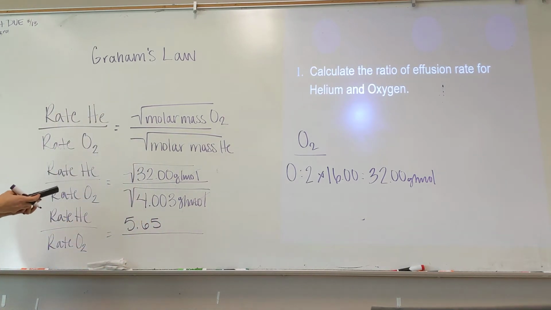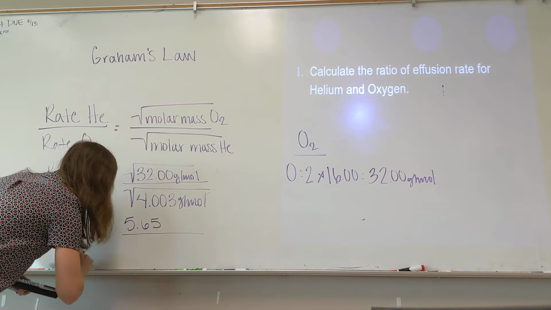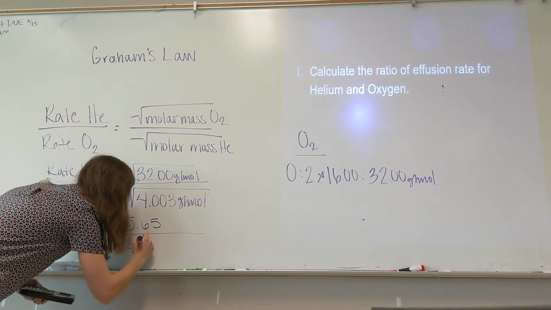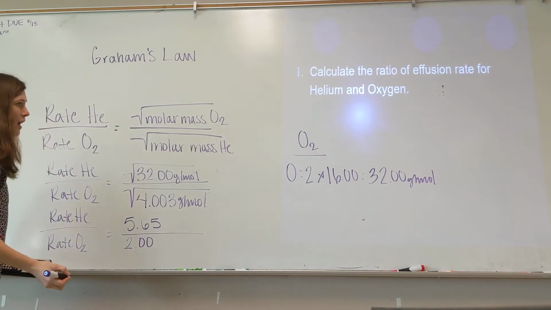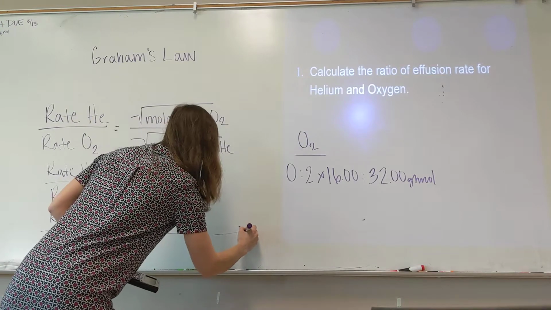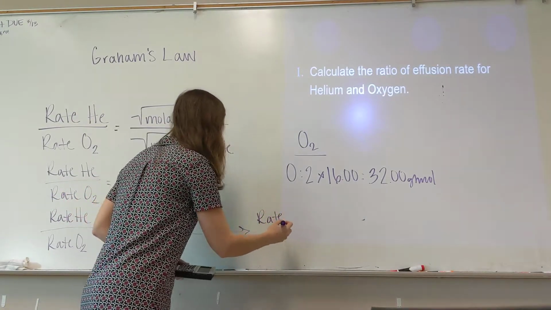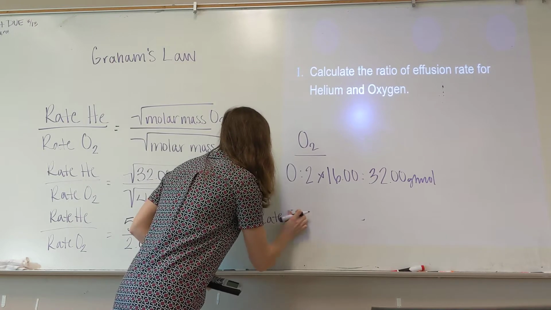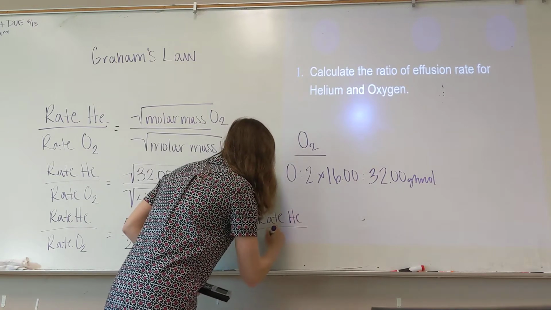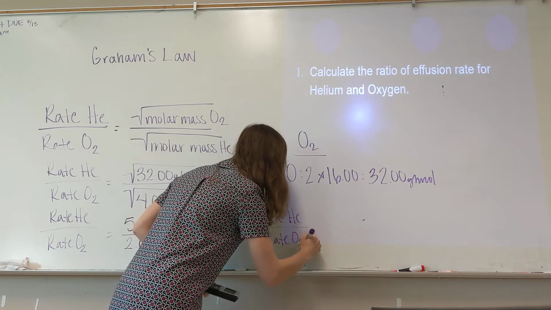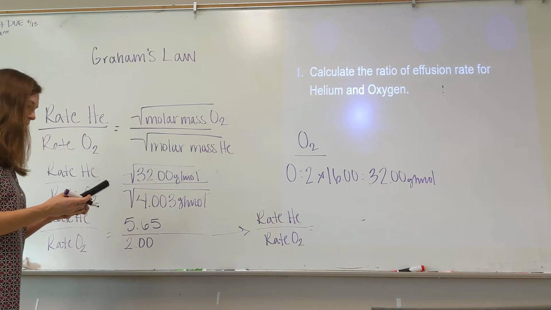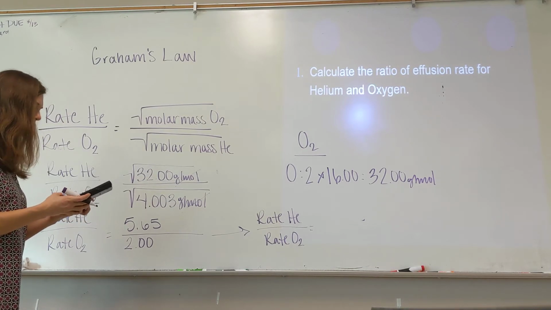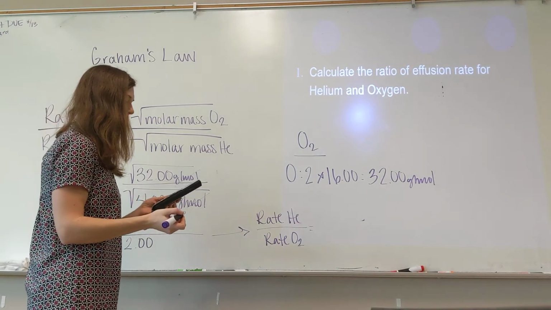And the square root of 4.003 is 2.007. I'm going to say that rounds to 2.00. And then I can divide, I'm going to put this over here, the rate of helium to the rate of oxygen. Remember, we're doing a ratio of rates. So when I divide this out, I get 5.65 divided by 2.00, and I get 2.83.